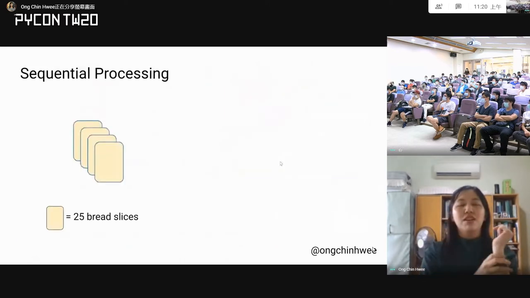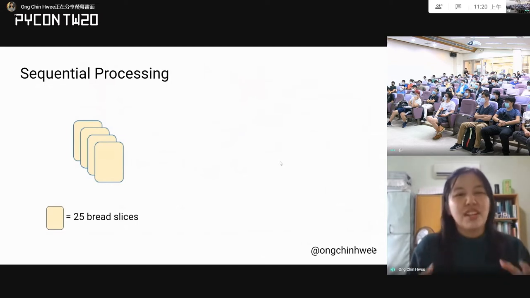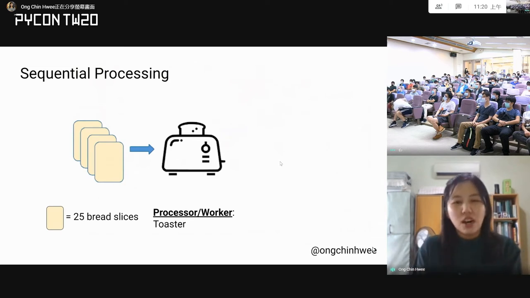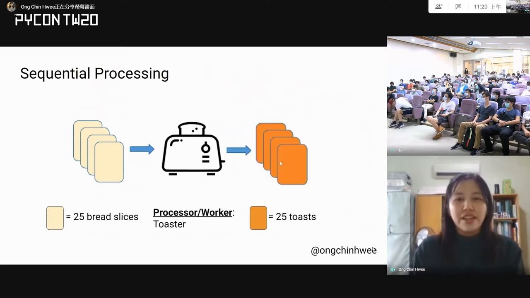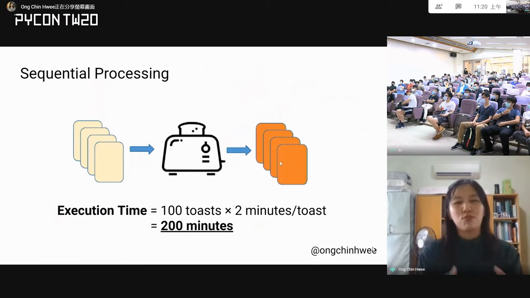When we talk about sequential processing, you're doing everything in sequence, one by one. So I have 100 slices of bread. I feed them one by one into a toaster, which is actually a processor or a worker. And then after I toast those breads one by one, I get 100 slices of toast. So the execution time to complete that would be about 200 minutes.